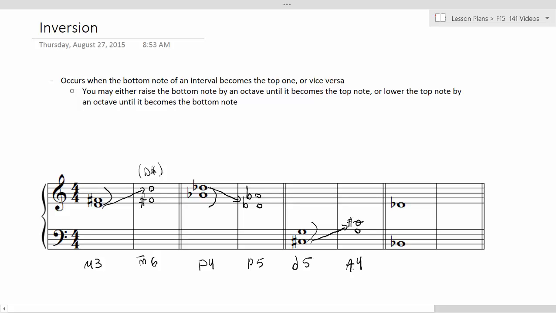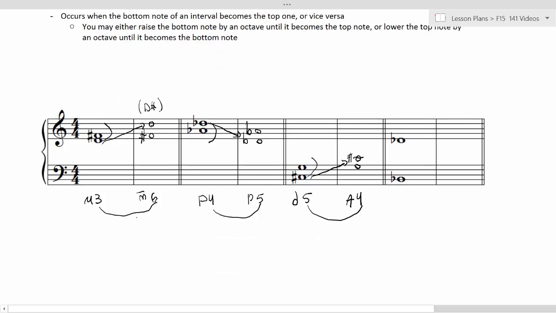Let's take a look so far at what we've done here. We've got a major third becomes a minor sixth, a perfect fourth becomes a perfect fifth, and a diminished fifth becomes an augmented fourth. Notice something about the relationship between the two sizes. 3 and 6, 4 and 5, 5 and 4. If I add those numbers together, 3 and 6 become 9, 4 and 5 are 9, and 5 and 4 are 9. So two simple intervals that are inversionally related, their sizes will add to 9.